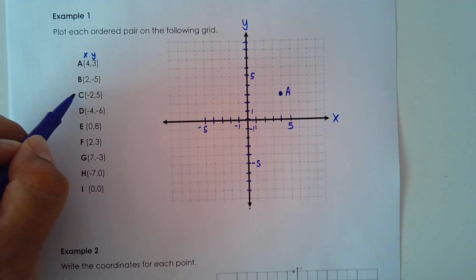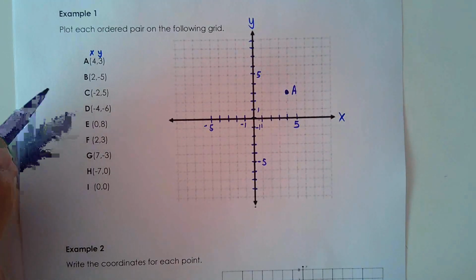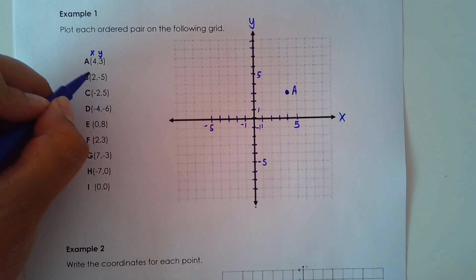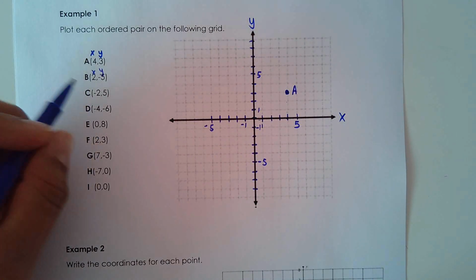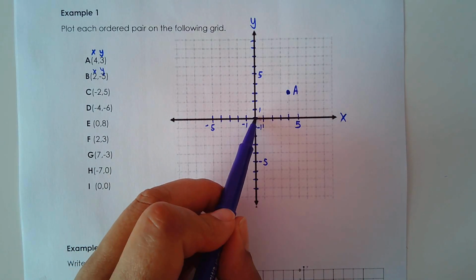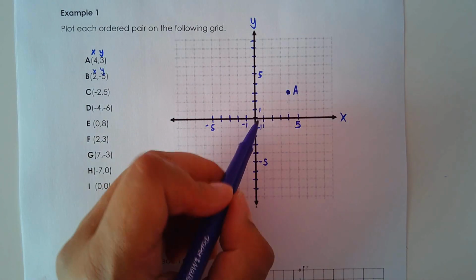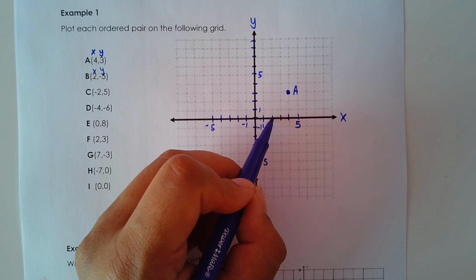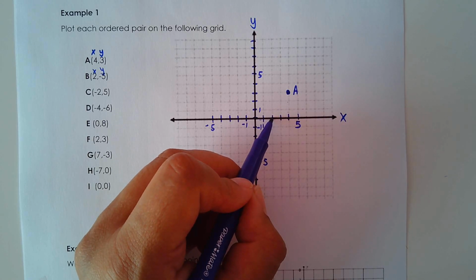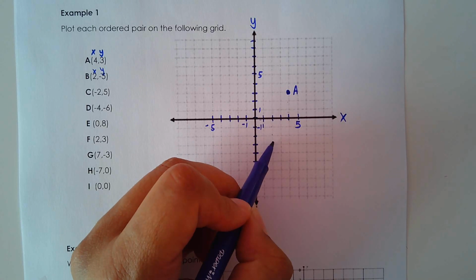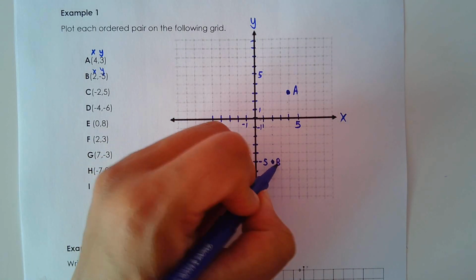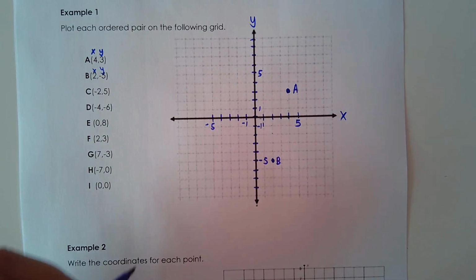So I'll do a couple with you guys, and then I'll have you pause the video and do the rest of them. So B, I start at the origin and my X value is 2. So I go over 2, and then my Y value is -5. So I go down 5 this time. So 1, 2, 3, 4, 5. So there is my B.